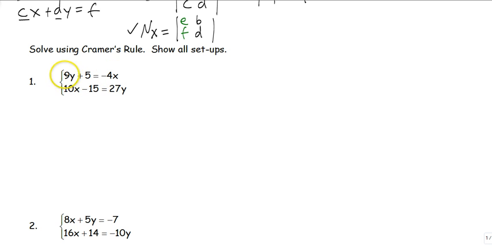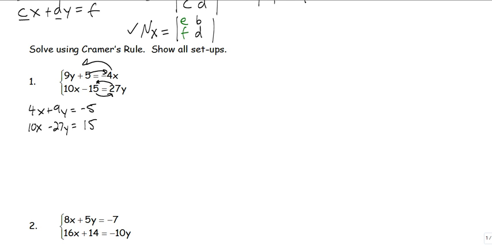Notice how this is not x and y and then a number. Neither is this. Move your x this way, move the 5 this way. So this is going to turn into 4x plus 9y equals negative 5. I'm going to move the 27y this way and the 15 that way. So I have 10x minus 27y equal to 15. Alright, so now we have those two things.